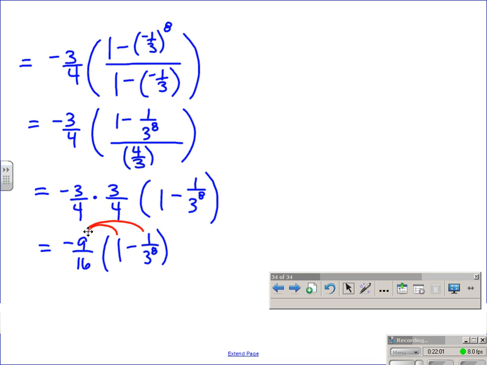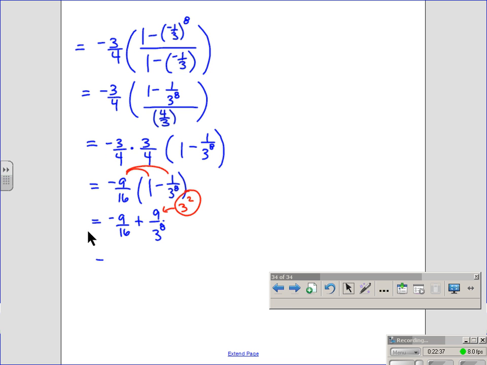And the thing you should notice that's going to help us at this point is that 9 is 3 squared, so we're going to have some numbers that cancel out. So I get negative 9 over 16 plus 9 over 3 to the 8th. Okay, now 3 to the 8th, let's make sure that's clear. That's 3 to the 8th. But another form of 9 is 3 to the 2nd. Okay, so if that's 3 to the 2nd over 3 to the 8th, then we can cancel out 2 of those, leaving a 1 in the numerator and 3 to the 6th in the denominator.